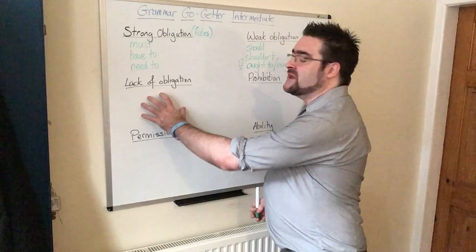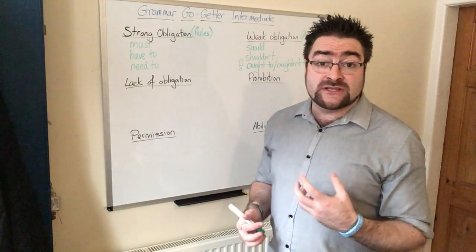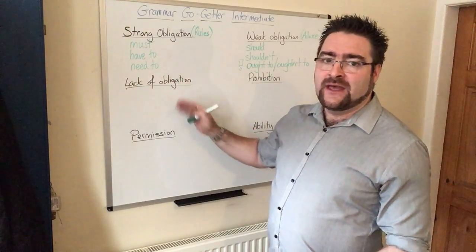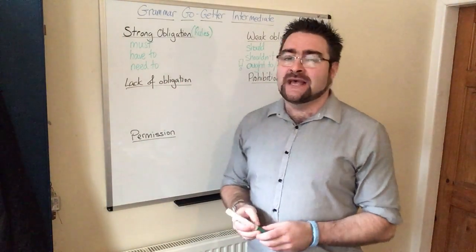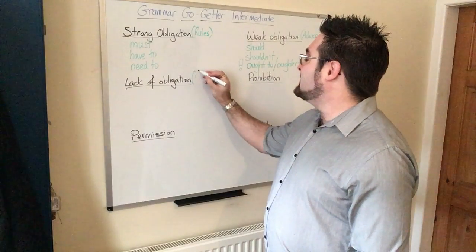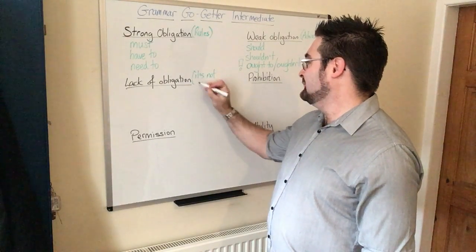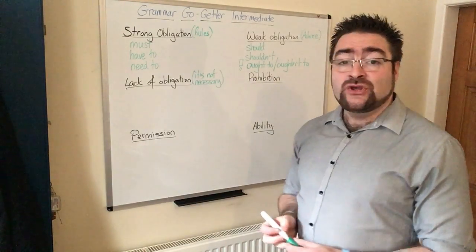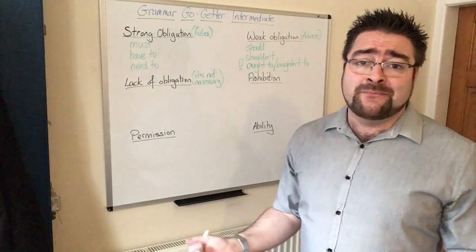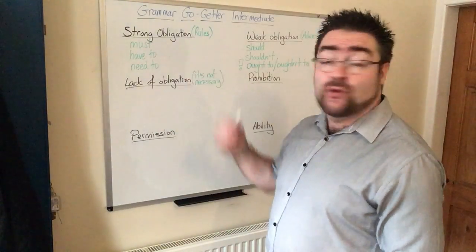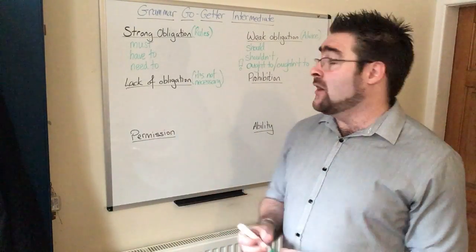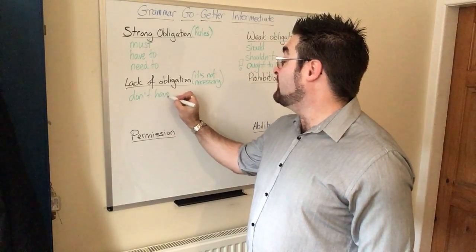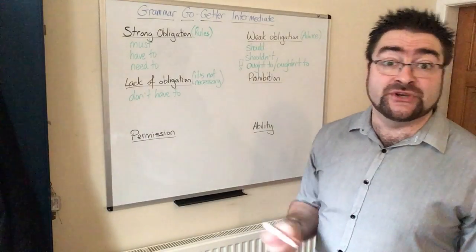Next, we're moving on to the one that generally I find students think is the most difficult. And that is lack of obligation. Now, lack of obligation means that it's not necessary. You can do it if you want, but there is no rule that says that you have to. There is no rule. Okay, and for this, we use don't have to or don't need to.